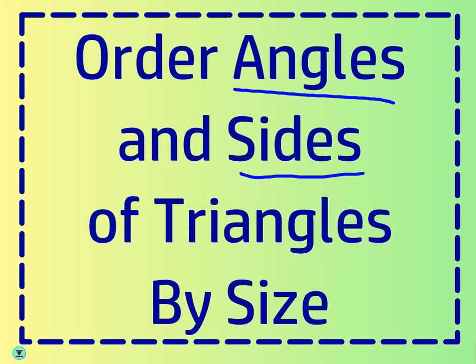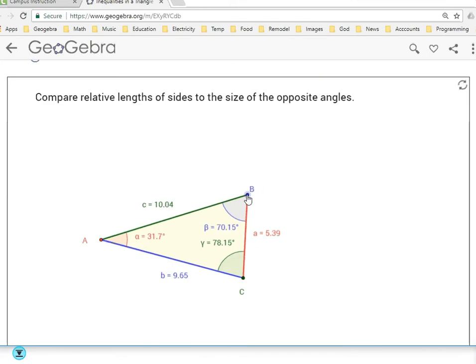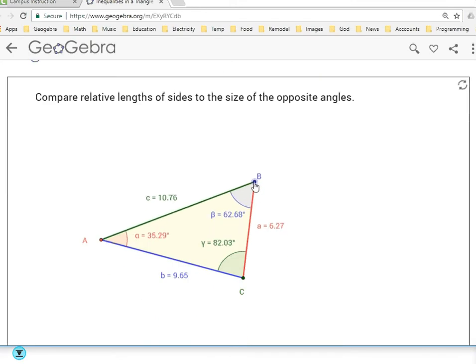You guys have probably seen something like this before. We're going to play around with the triangle and see how this works. So right now we have a triangle, and somebody tell me the order of the side lengths from biggest to smallest, in terms of A, B, and C. Yeah, C is the biggest. Okay, it's 10.76. B is next, 9.65. A is next. This is the smallest.